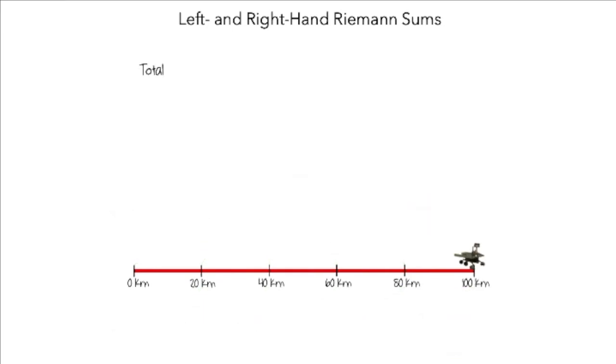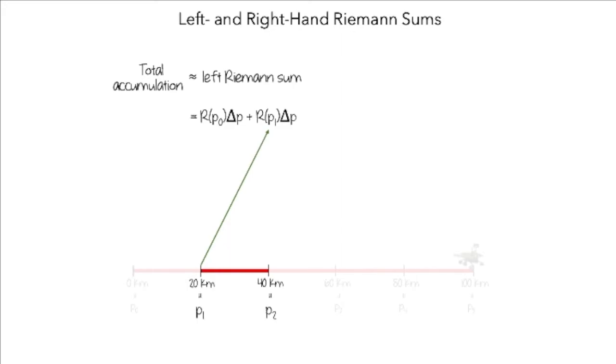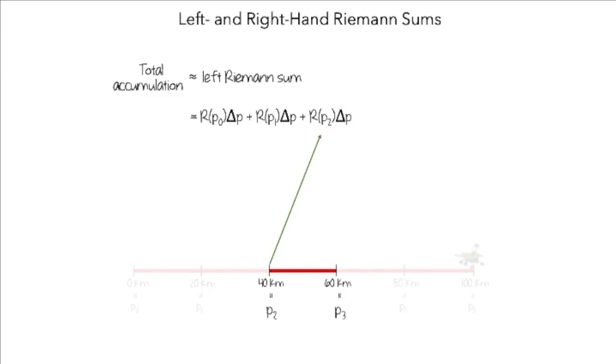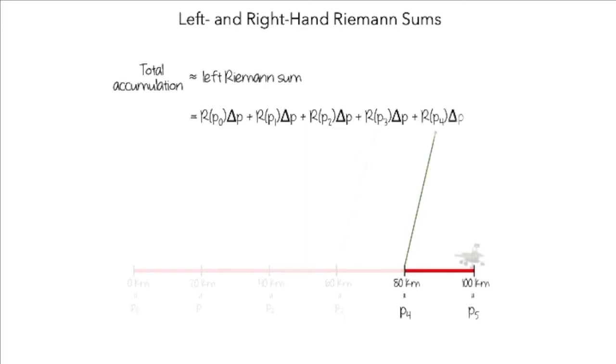We know that total accumulation can be approximated by a left Riemann sum. Now I'm going to introduce some labeling on our observation of the rover's strip. I'm going to label the 0 kilometer mark as p sub 0 just to distinguish it from other values of p. Then I'll write p sub 1 to indicate the 20 kilometer mark, and so on. Now, when we're computing the left Riemann sum, for the first interval, we would evaluate the rate at p sub 0 and multiply by delta p. Then for the second interval, we would evaluate the rate at p sub 1 and multiply by delta p. Then repeat for the third interval using p sub 2, and again for the fourth interval using the left endpoint, p sub 3. And then for the last interval using p sub 4.